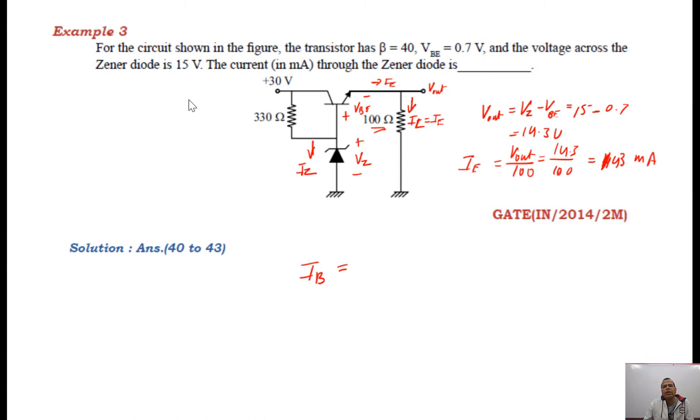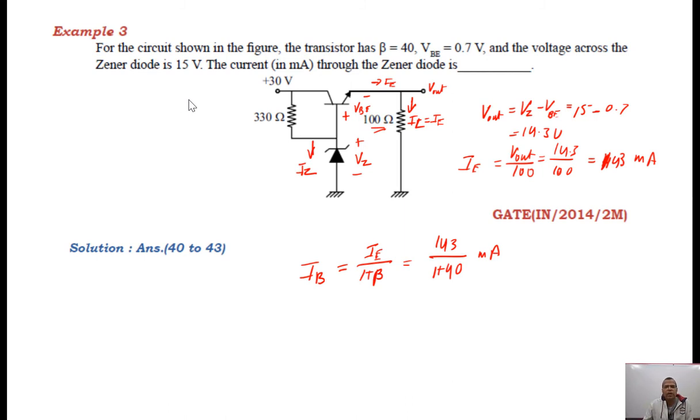Now base current of BJT is given by, what is the relationship between base current and emitter current? Emitter current divided by a factor of 1 plus beta gives you the base current. So emitter current is 143 milliampere, beta is given to you, that is 40. So 143 divided by 41 milliamperes is your base current, right?